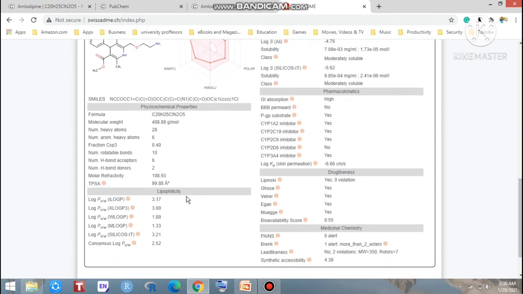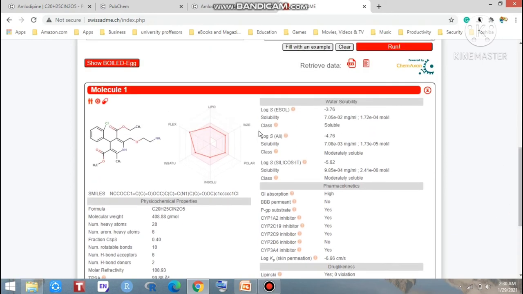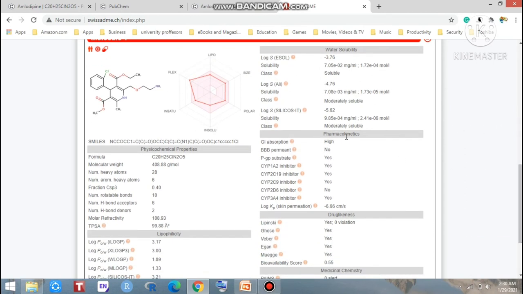If you want to see the lipophilicity, the log P values, look at this, the overall log P value is 2.52. Actually, in the Lipinski rules, it must be below 5, but here it's just 2.52. And next, if you see the water solubility, you can see the solubility if you want to do further research. And the important thing is the pharmacokinetics.